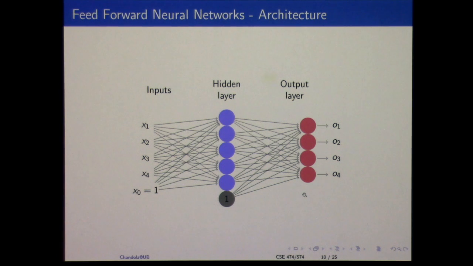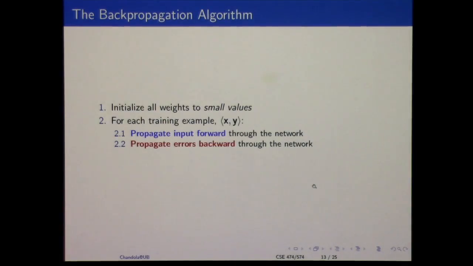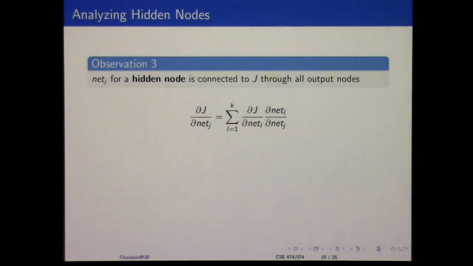So when you want to compute the partial derivative, you have to use a chain rule, right? This is a function of that, which is a function of that. So you want to figure out what each weight entry goes into. We made this observation number 3, which is that the net j, the sum of weights times inputs coming out of every neural unit in the hidden layer, is connected to the final J through all output nodes. That's what I said, right?